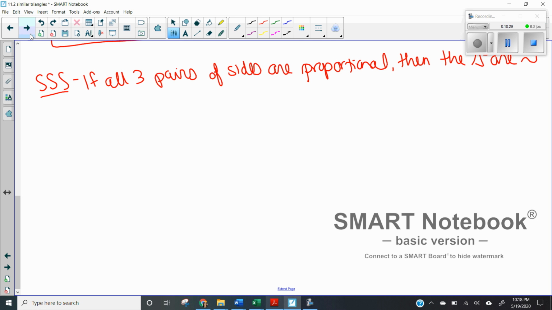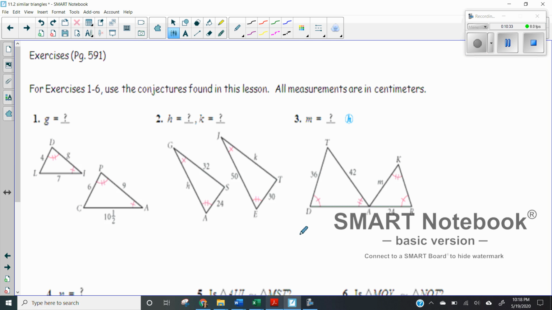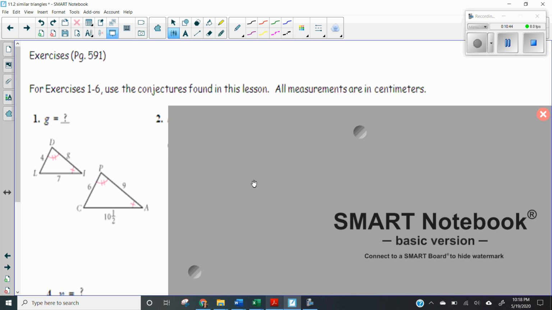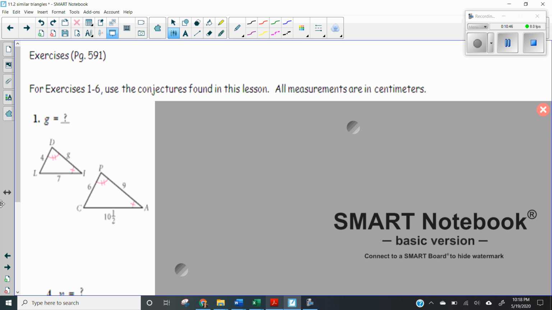Okay, so let's look at some examples here. I'm going to do a couple here with you. If you have the link to the book and you want to pull up the actual page, that's fine. If not, I'll leave them on the screen when you're going to do a few on your own here. Let me put that one up. Okay, so we're going to use the conjectures. We'll use centimeters for everything.